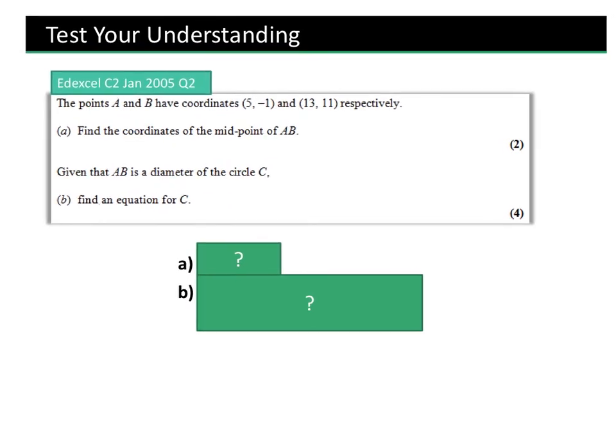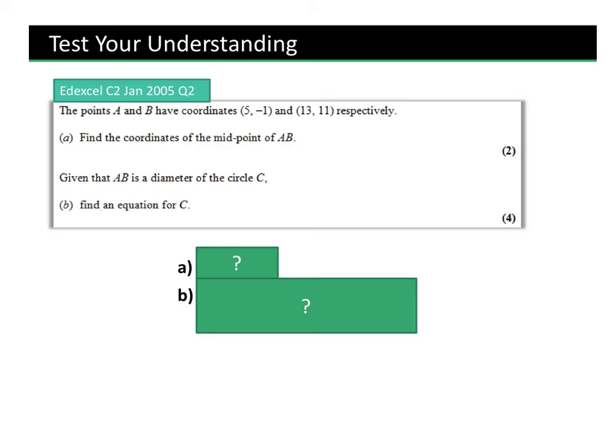Okay, so test your understanding. This is a core 2 January 2005 question. 6 marks here. Off you go. So 6 marks, this is not going to take us 6 minutes. Are we ready? So they have coordinates 5, -1, 13, 11.